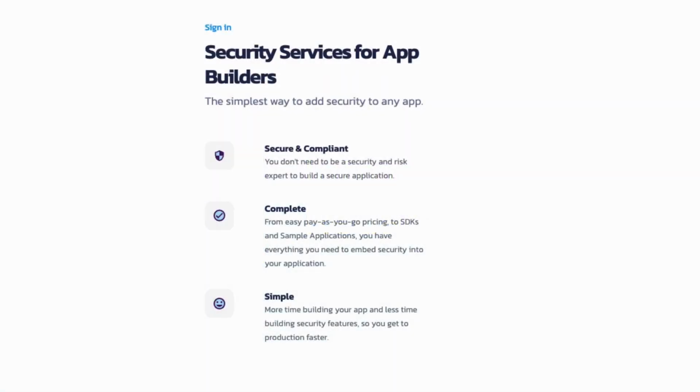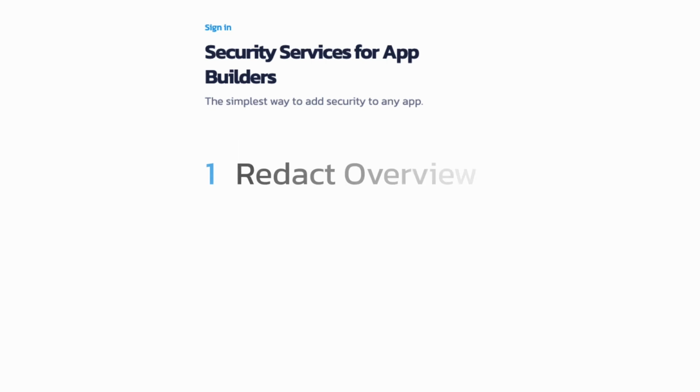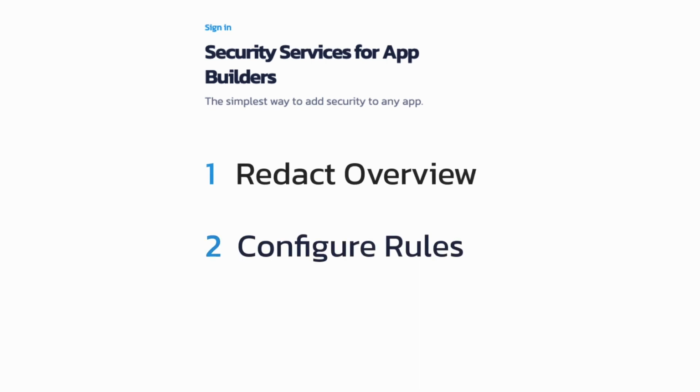Pangea is a developer solution which makes security functionality in an app as easy as an API call. Today, I'll introduce the Redact service, show you how to configure and test redaction rule sets, and run a simple curl command against the API on your local terminal.